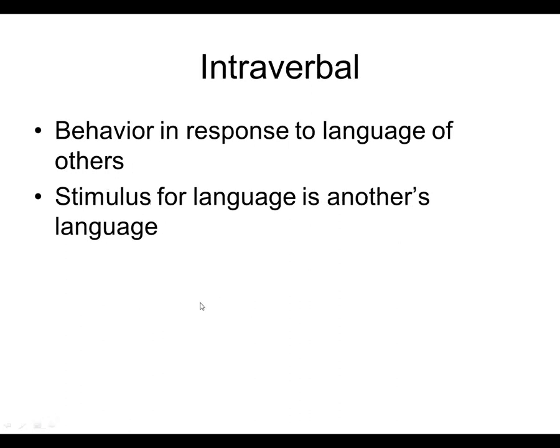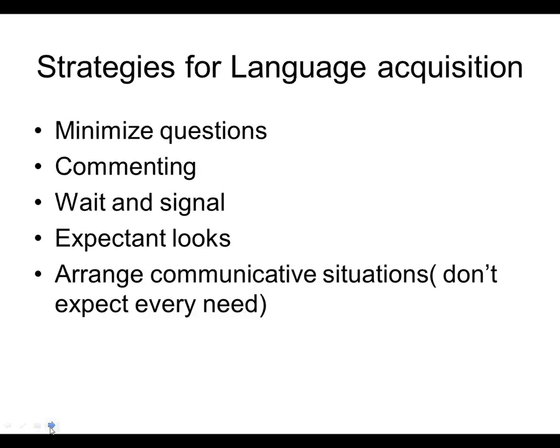The next more complex function of language is an intraverbal. And here the behavior is in response to the language of others. So it involves even higher complex social interactions, and what's going to stimulate the language, what's going to be the cue for it, is somebody else's language. So it involves two people, a back and forth. An example of this is asking questions. So when asking a question, you might be manding, but it's also an intraverbal if the other person is there and is a part of the interaction.